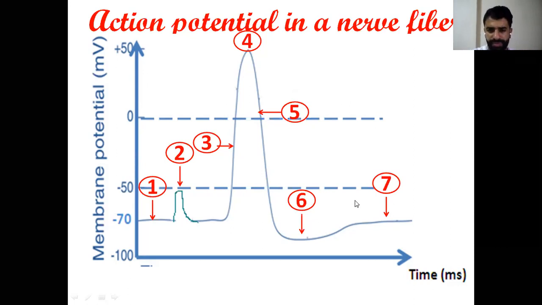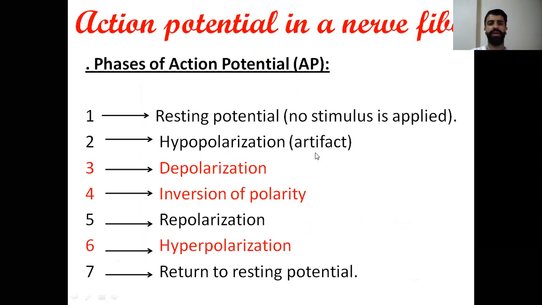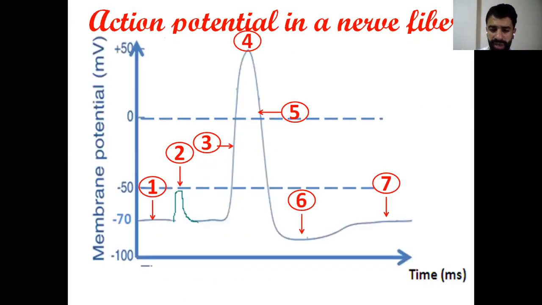So this slide is showing the different phases. Resting potential, number one. Number two, hypopolarization, the artifact. Number three, depolarization. Number four, inversion of polarity, meaning the change from positive to negative. Repolarization, going back to the negative. Hyperpolarization, moving to the negative in an extreme way, very negative, below the resting level, meaning it moves from minus 70 to minus 80 or minus 90 millivolt. And number seven, returning to the resting state.